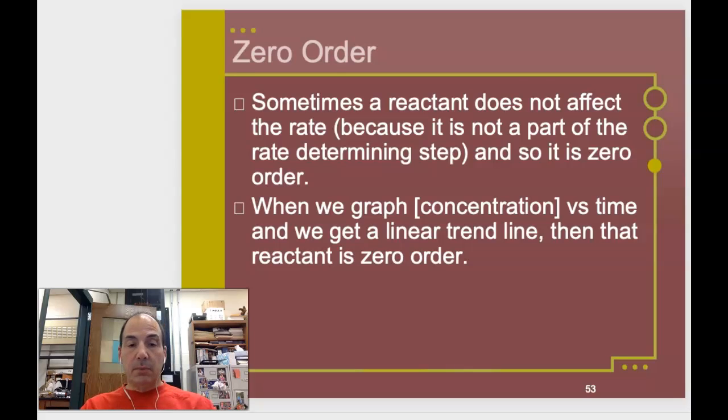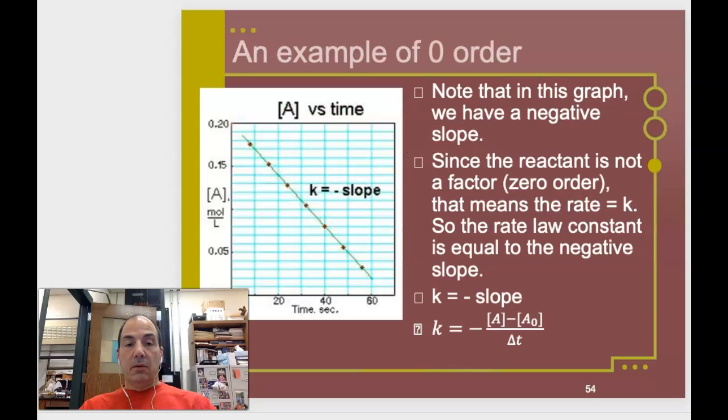For example, if I graph concentration, square brackets, versus time, and we get a linear trend line, it will always have a negative slope. It's always going to be going down to the right. Then we know that it is zero order.